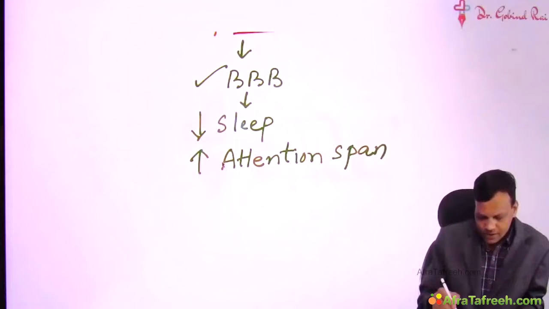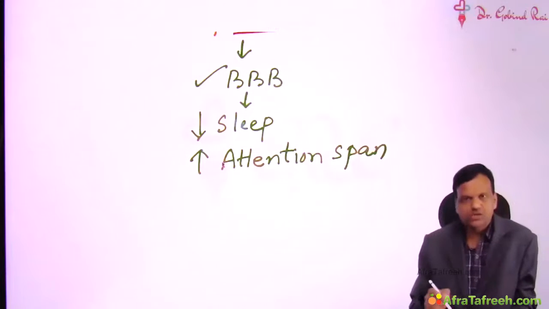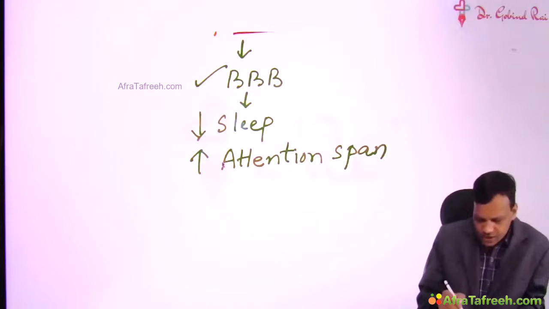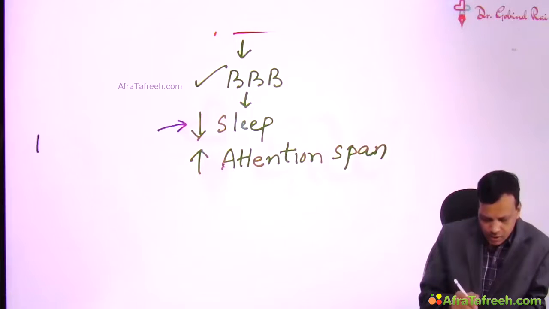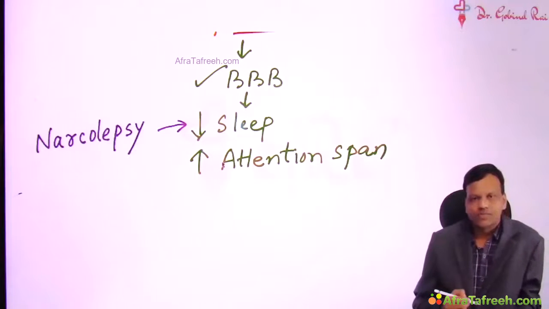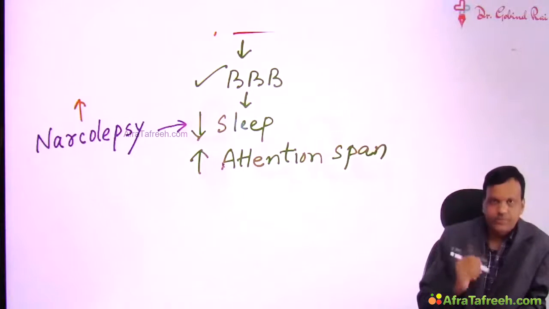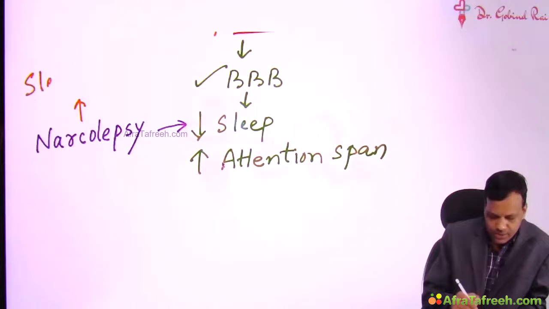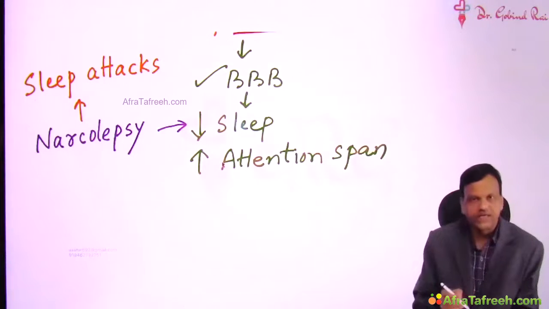So the use of amphetamines, although amphetamines are highly addictive drugs, is based on these 2 functions only. The first function is they reduce sleep, and this action is utilized in a condition called narcolepsy. Narcolepsy is a disease which is characterized by sleep attacks. In narcolepsy, the patient develops sleep attacks. And sleep attacks literally means attacks. The person can suddenly sleep.